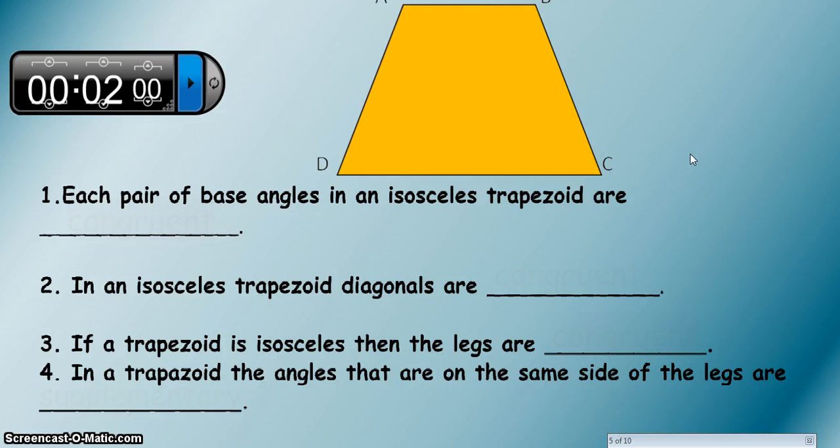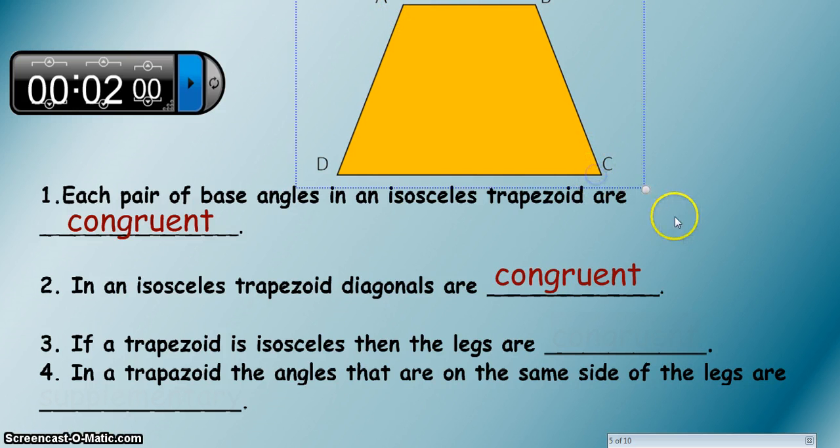So rules of trapezoids. Each pair of base angles in an isosceles trapezoid are congruent. An isosceles trapezoid's diagonals are in fact congruent. And remember, a diagonal goes from one vertex to an opposite vertex. If a trapezoid is isosceles, then the legs are congruent.